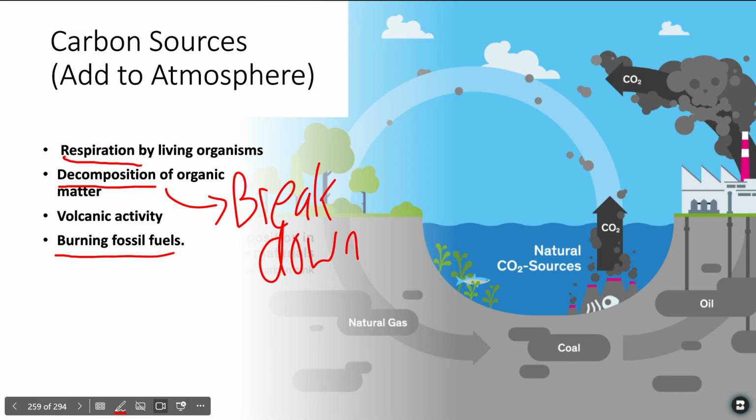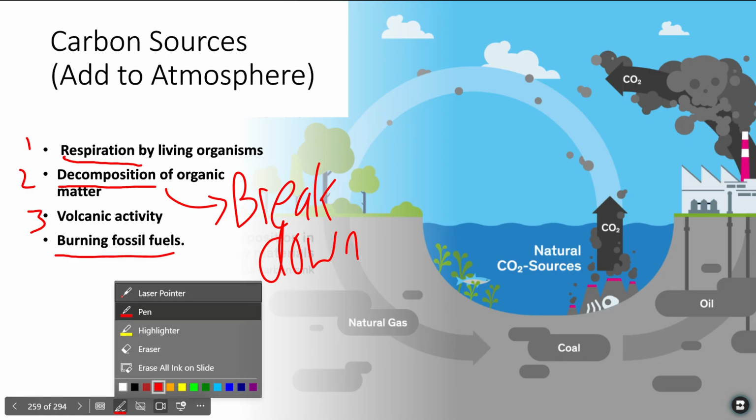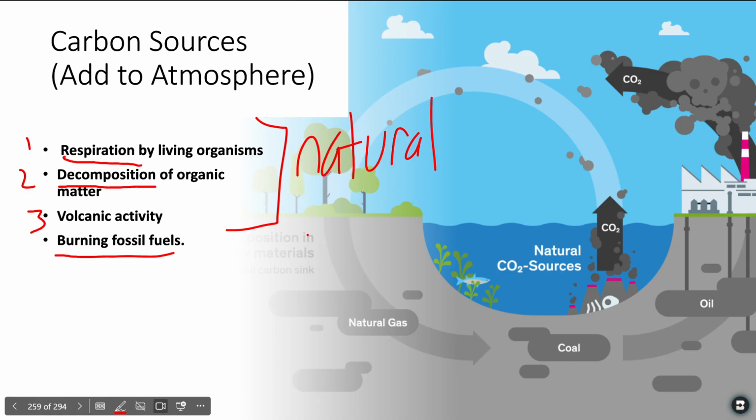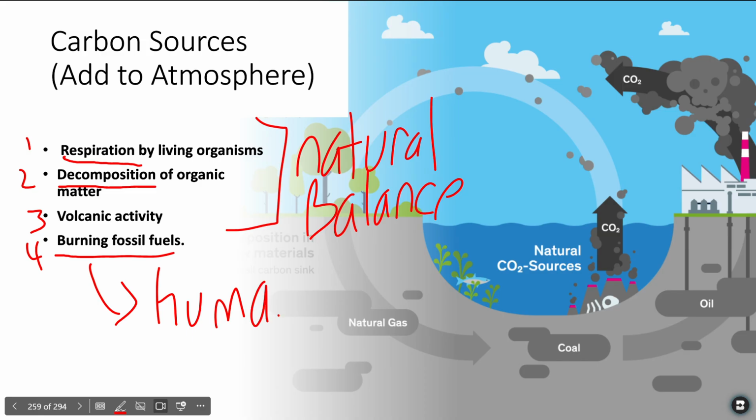So notice, ideas 1, 2, and 3 are all natural processes. These are things that happen in balance. They are balanced processes. But the fourth idea here, burning fossil fuels, this is a human idea. And this makes things unbalanced.